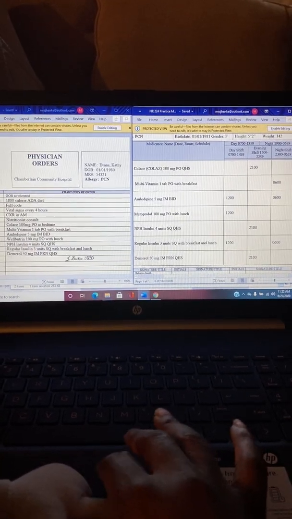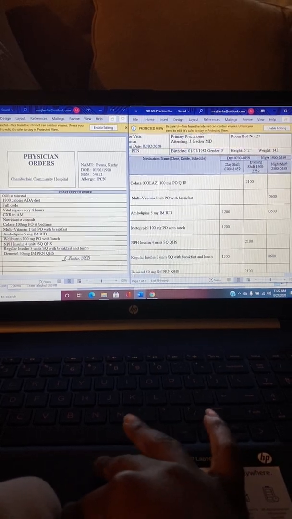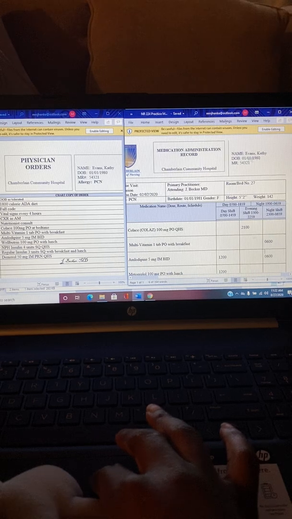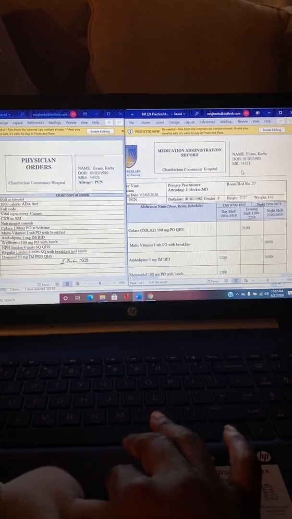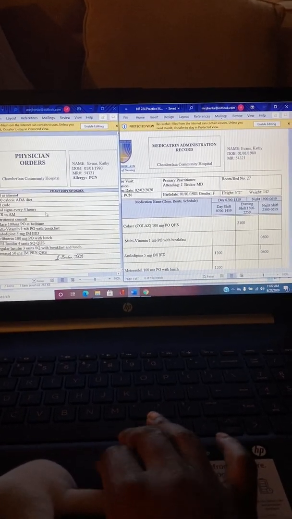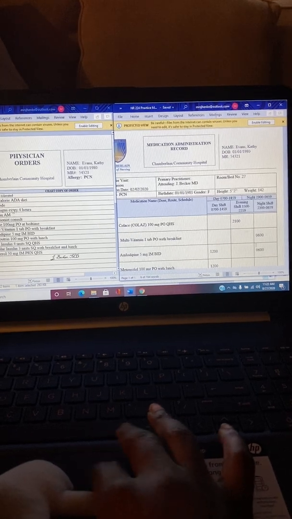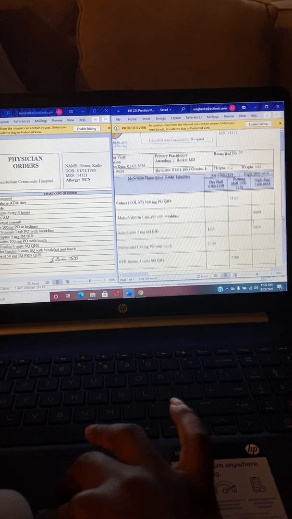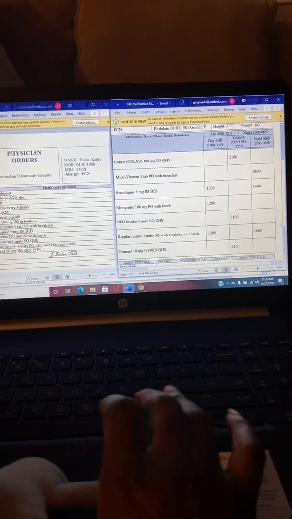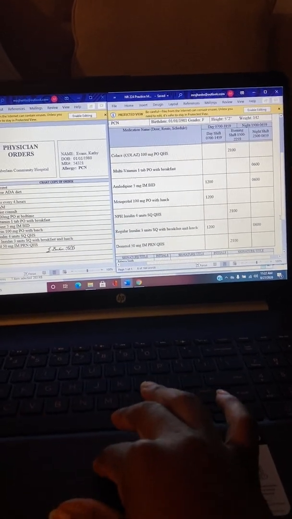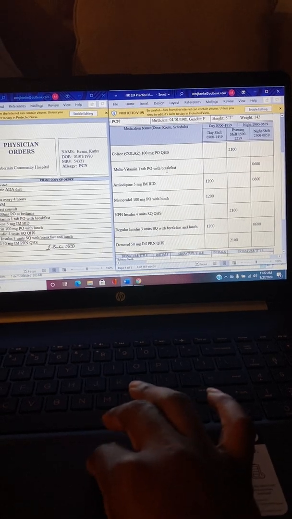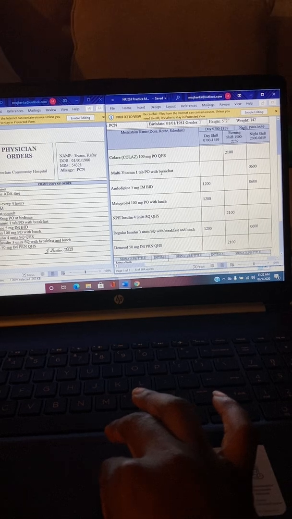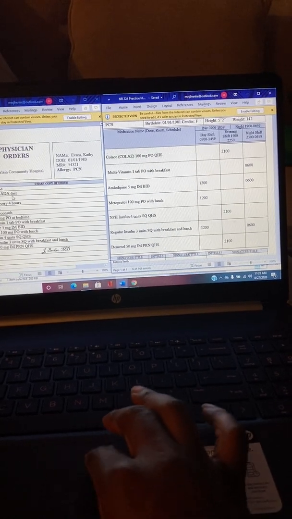180. Now let's see if our MAR has the same. MAR has the same patient, Kathy Evans, 180. Same MRN. Medications. Night shift is what I work, so we're going to be doing medications on night shift. We have a multivitamin, 1 tablet by mouth with breakfast at 0600 hours.